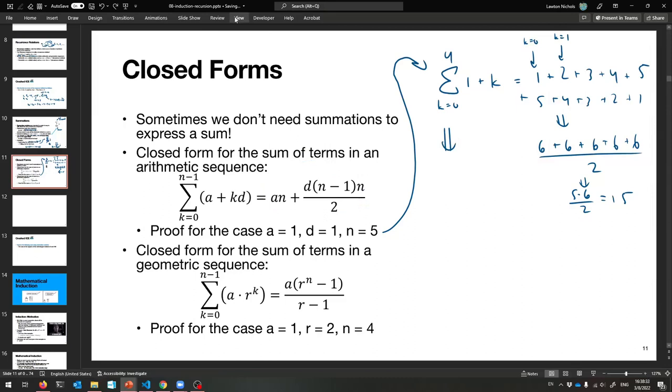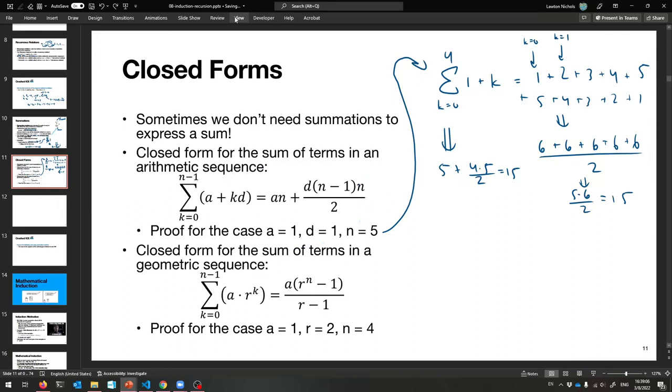It's equal to a times n. A is 1, n is 5, so 5, plus d times n minus 1 times n. D is 1, so just 4 times 5 over 2. This is a more general formula, but it's still going to give you the answer of 15, because it's 5 plus 20 over 2, which is 10, so that equals 15. All right, so that is the right answer. I hope that makes enough sense to you. So that is this closed form.